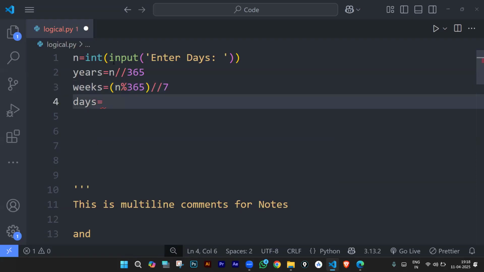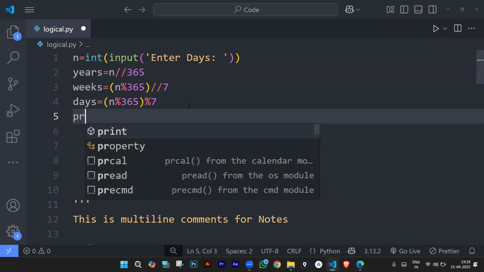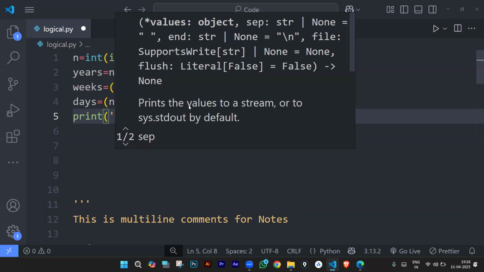Okay, done. Now what's the next part? Same thing for the remaining number of days. When we got that by dividing with 365, I want to get the remaining number of days when I divide that with 7. That's it. Whatever mathematics that you did, convert it into a Python formula. Now print it. So you got the result. You just need to display it.